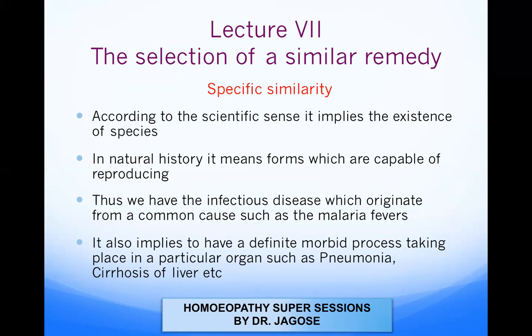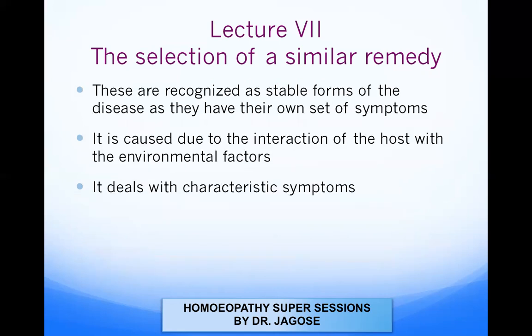It also implies a different morbid process taking place in a particular organ, such as pneumonia, cirrhosis of liver, etc. So therefore, it says that it also has a target or a place of a particular organ which has been affected. For example, pneumonia, cirrhosis of liver, and so on and so forth. So many examples have been given. I've just stated 2 examples here.